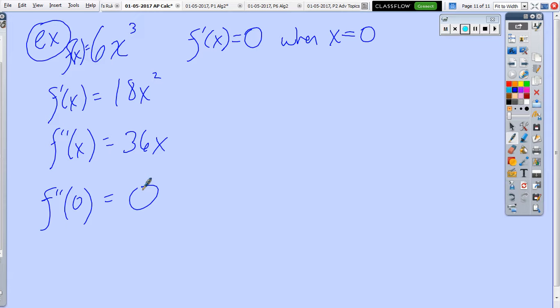I don't understand why you're doing this. Oh, this is the second derivative test. I'm trying to show you the important piece of information, just to find out where the min or max is.